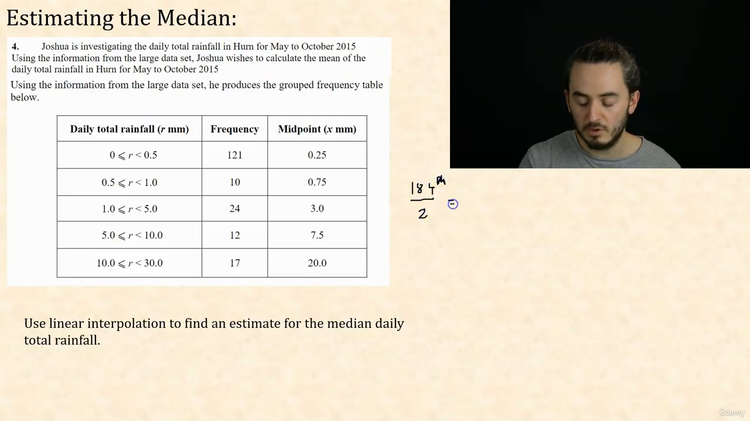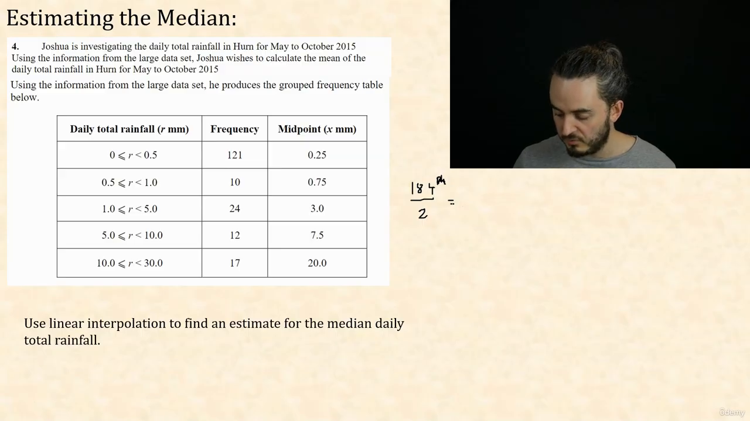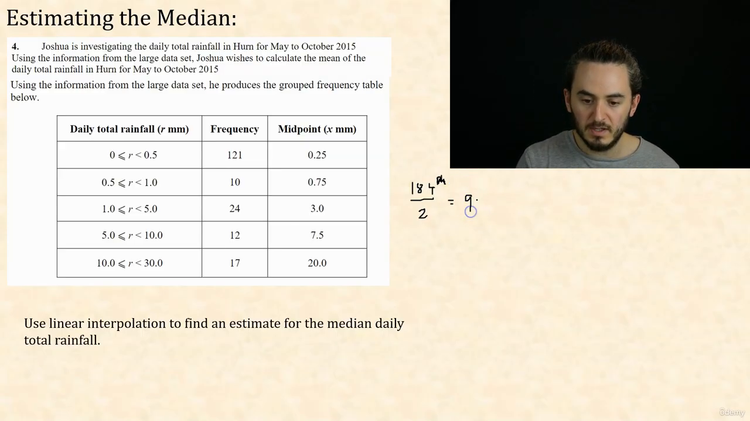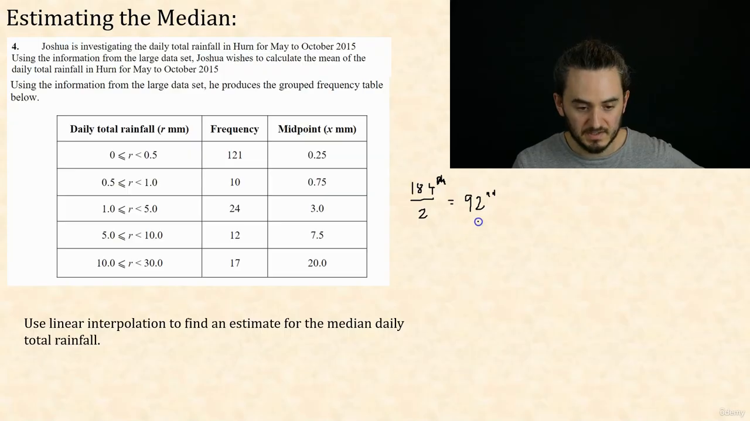Remember, we don't do a plus 1 when we've got grouped data. No need, we just divide it by 2. So we're looking for the 92nd day in this list. So where is it going to be? Well, look, the first 121 days are all in the first group. So that means that the 92nd day is in the first group.